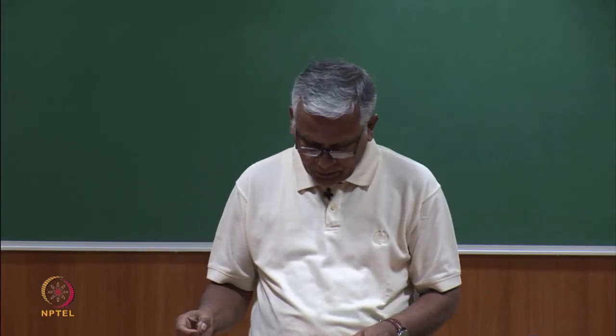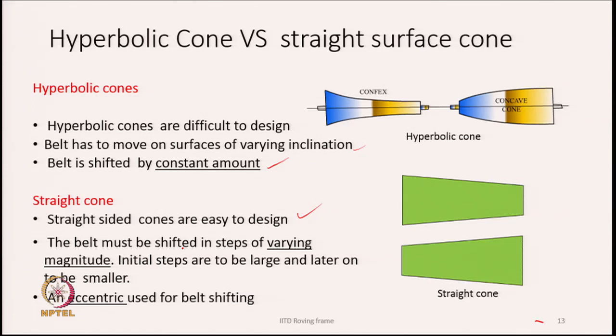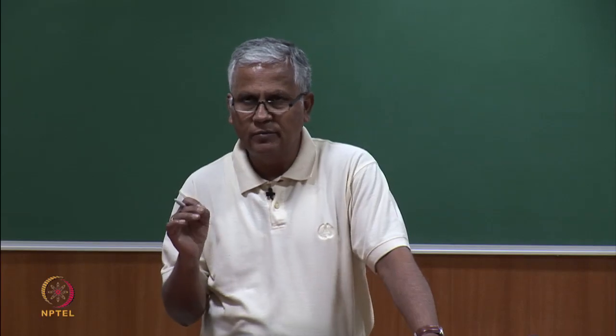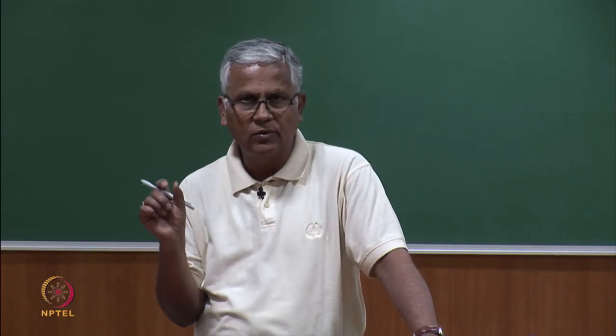So, to take care of this, what do we have to do? We have to shift the belt by varying magnitude. Initial steps are to be larger and later on to be smaller. So, we shift the belt by varying amount, in a non-linear manner. It is not that for every layer formation the shifting will be exactly the same amount always.